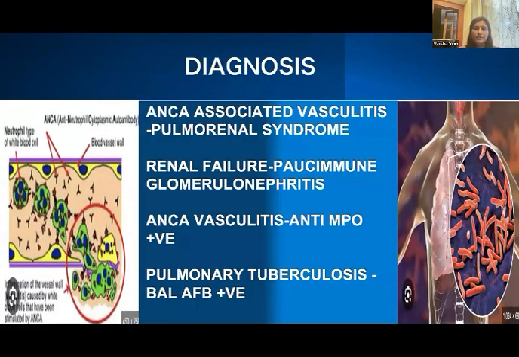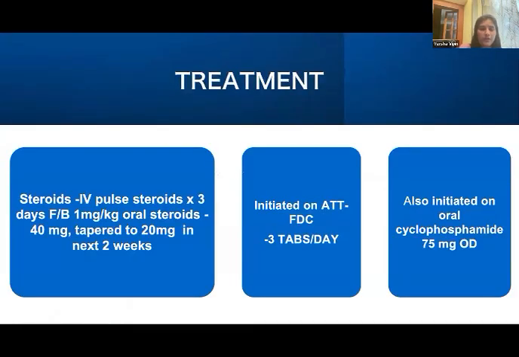So we came to the diagnosis of an ANCA-associated vasculitis, as the DAH was also positive and the CT multinodular focal opacities were more suggestive of a pulmonary involvement too. With renal involvement, we could have a diagnosis of pulmonary-renal syndrome with possibly a pauci-immune glomerulonephritis and anti-MPO positive, with pulmonary tuberculosis as we had a BAL AFB positive.